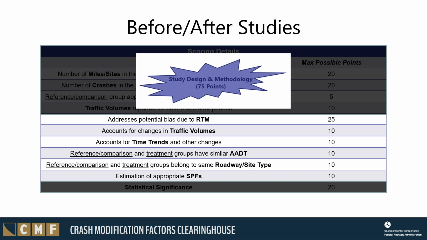When we talk about the 75 points for the study design and methodology, they come from these 6 categories that you can see on your screen right now. And you can see the major chunk of 25 points are assigned to addressing the potential biases due to the regression to the mean. Whereas 10 points each are assigned to accounting for changes in traffic volumes, accounting for time trends, ensuring that your reference comparison and treatment groups have similar AADTs and belong to the same roadway or site type. And lastly, estimation and use of appropriate SPFs.